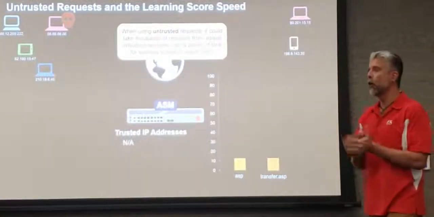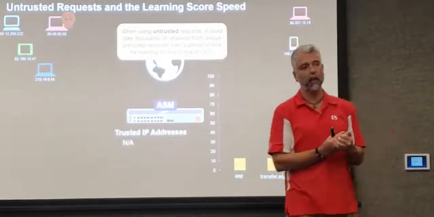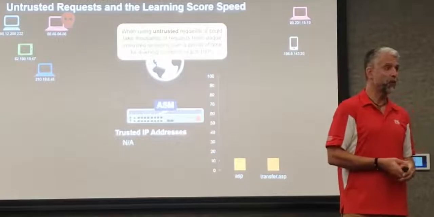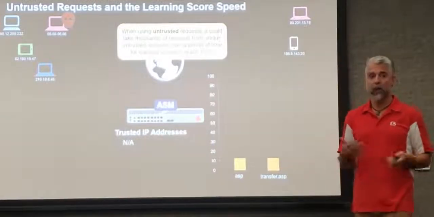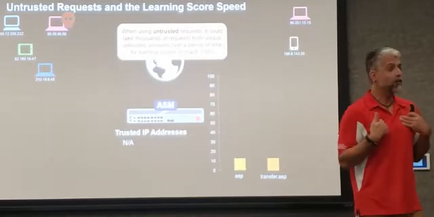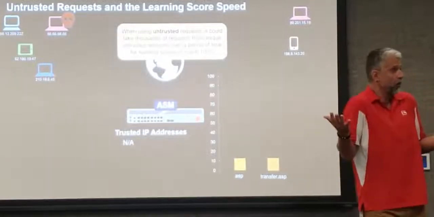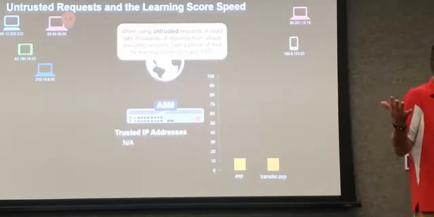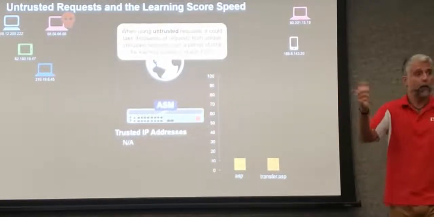It's taking so long to build my security policy. Why? Because you're only using untrusted requests. Not only do I not have control over how many people are accessing my pages, I don't have control over what pages they're accessing. Are they accessing valid pages? Are they accessing malicious pages? I'm not even sure. I don't know who these people are.